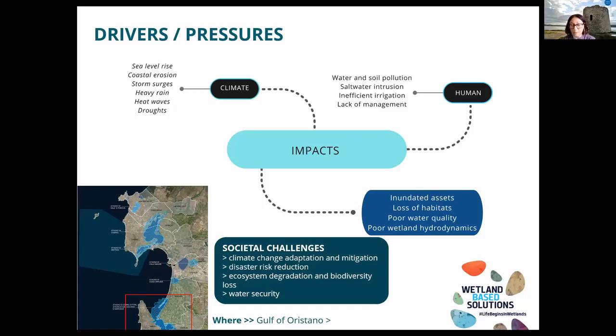In this area, as told before, the mixture of climate and human induced pressure will create different impacts, such as inundated assets, loss of habitat, poor water quality, and mainly poor wetland hydrodynamics. In this area, nature-based solutions turn out to be a reliable way to address the societal challenges created by this problem, such as climate change adaptation and mitigation, disaster risk reduction, ecosystem degradation and biodiversity loss, and water security.